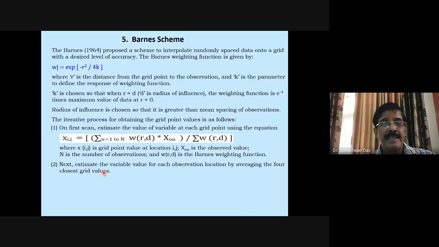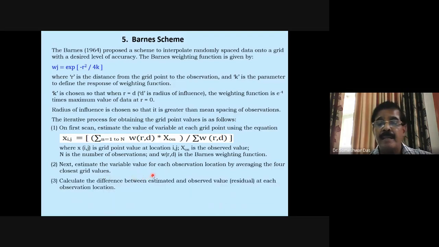The next step is to estimate the variable value for each observation location by averaging the 4 closest grid points. The third step is to calculate the difference between the estimated and observed value, the residual, at each observation location. Calculate the distance between estimated and observed value, that is, calculate the residual or the error.